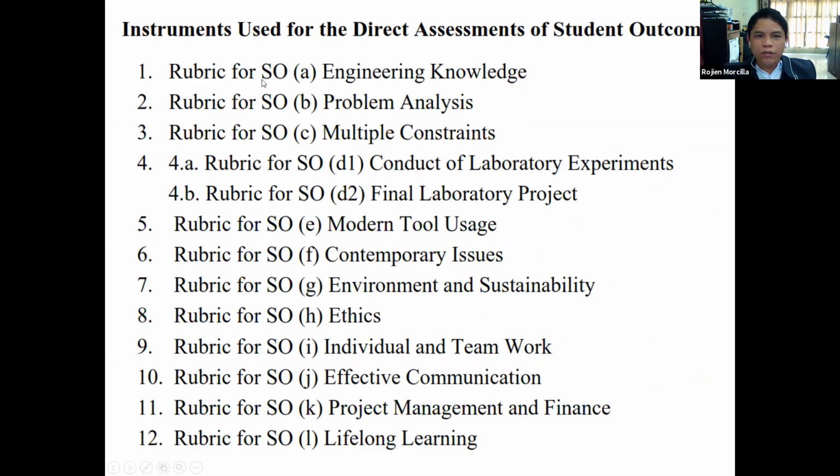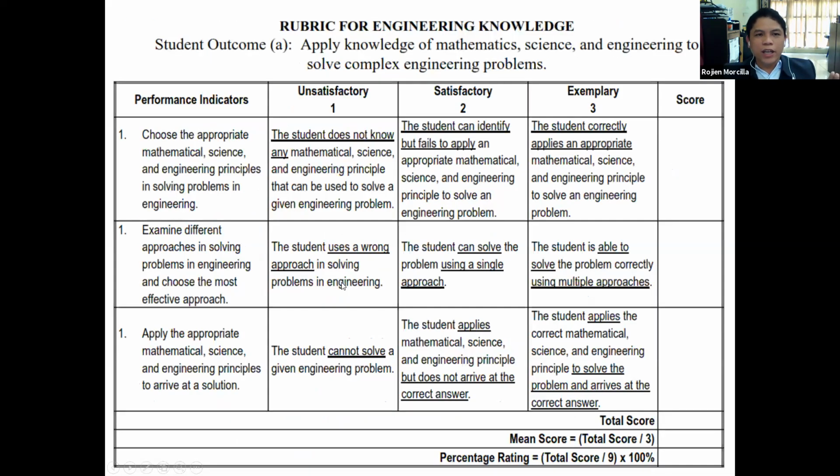Rubrics for SO, SOA, SOB. So for us, rubrics for POA, POB, POC. So, for example, this is a rubric for applying knowledge of mathematics, science, and engineering to solve complex problems. That is PO letter A, and then the performance indicator. In the rubric of the performance indicator, they have their rating: satisfactory, unsatisfactory, or disciplinary.